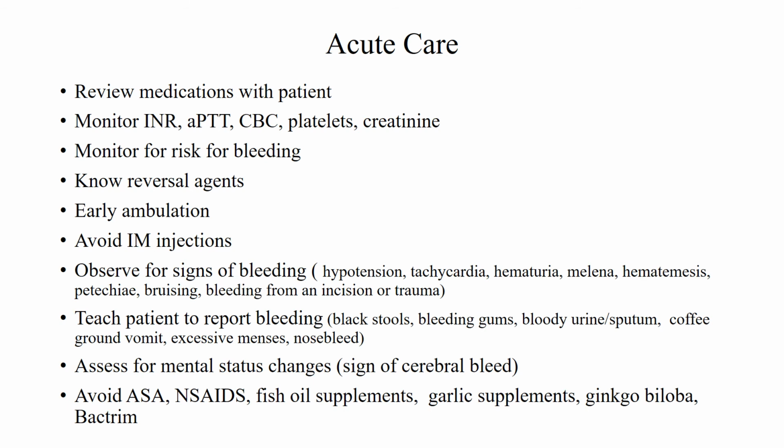We have to teach the patient to report bleeding such as black stools, bleeding gums, bloody urine or sputum, coffee ground vomit, excessive menses, and nosebleed. Let's assess the patient for mental status changes because there could be signs of cerebral bleeding. We have to remind the patient to avoid aspirin, NSAIDs, and those herbal medications, as we mentioned earlier: fish oil supplements, garlic, ginkgo biloba, and Bactrim.